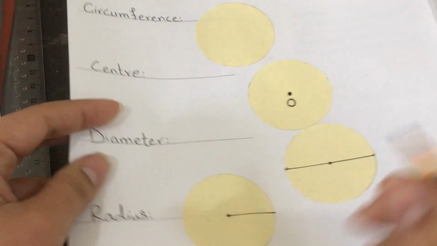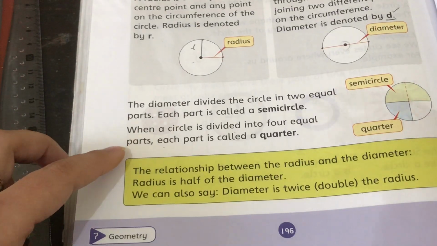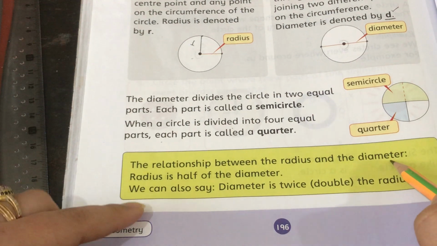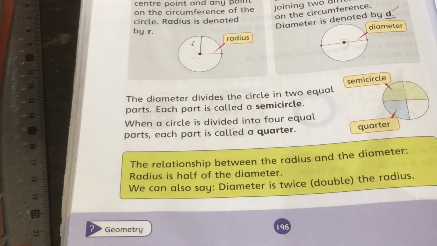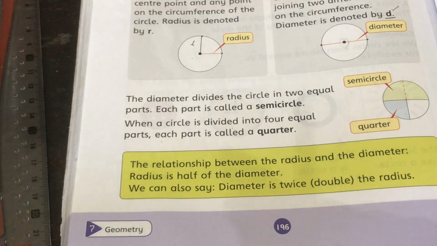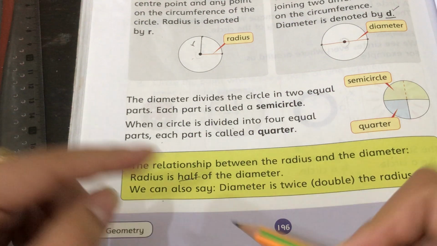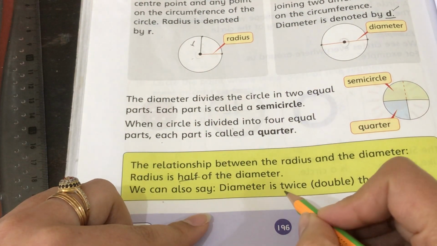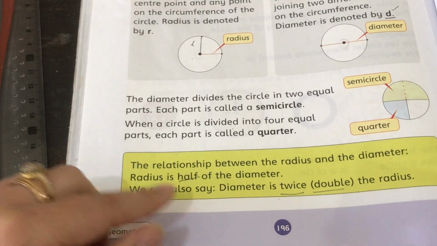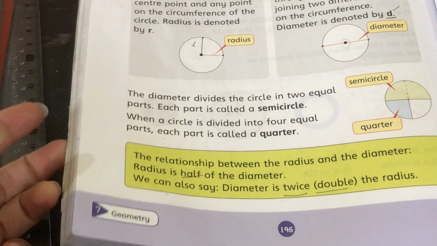Students, hope you have understood today's concept. And one more thing, what is the relationship between a radius and a diameter? The radius is always half of the diameter. The radius is always half of the diameter, and you can say it like this, that the diameter is always twice or double of the radius, right? Students, hope you have understood today's concept.